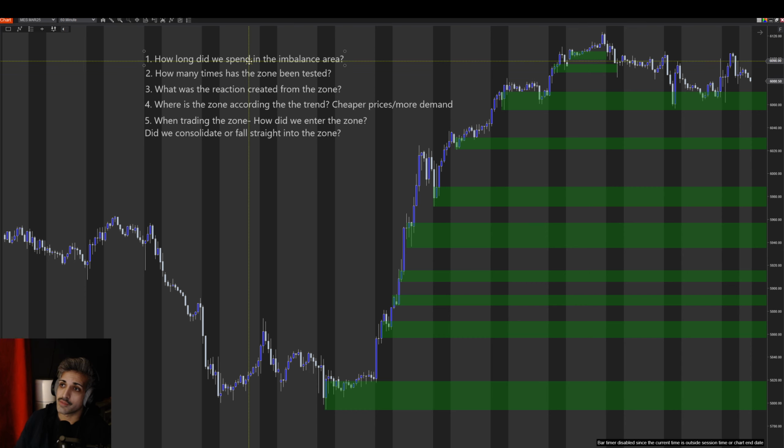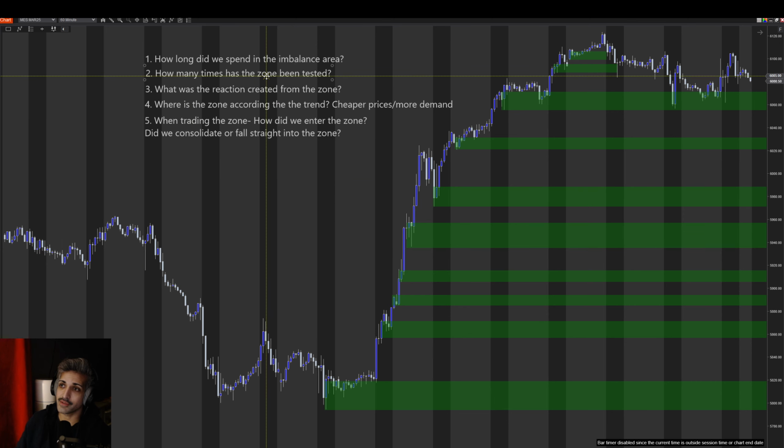So how long did we spend in the imbalance area? What does that mean? How much time did price take to create the imbalance? If there's such a large imbalance in an area, price is not going to spend any time there. It's just going to shoot price the other way. So how long or how short we spent creating a supply or demand zone will affect how strong it is.